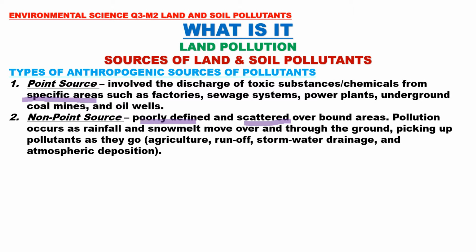So yung point source, anthropogenic source of pollutant, specific yung pinanggagalingan ng ating land and soil pollutant. So, maituturo mo agad kung saan galing. So, pwedeng factory, sewage system, power plants, coal mines, oil wells. Pag naman non-point source, poorly defined. Hindi mo agad maituturo na dun mismo nanggaling. So, it's scattered over broad areas. So, mga example nito ay yung rainfall and snowmelt as they move over and through the ground. So, nagpipick up sila ng pollutants as they go. Okay? Tapos yung mga pollutants na to, pwedeng galing kung saang sources.